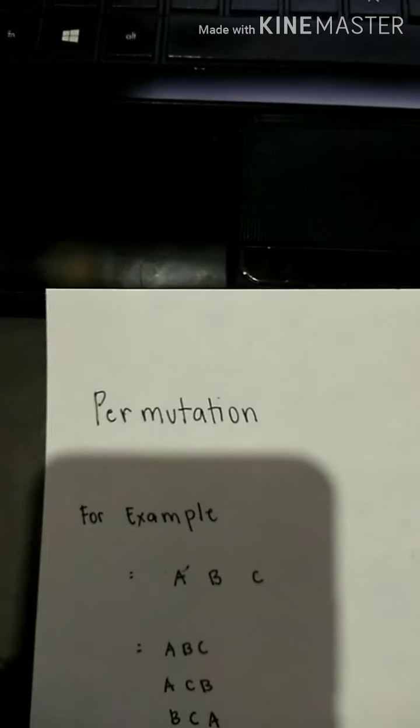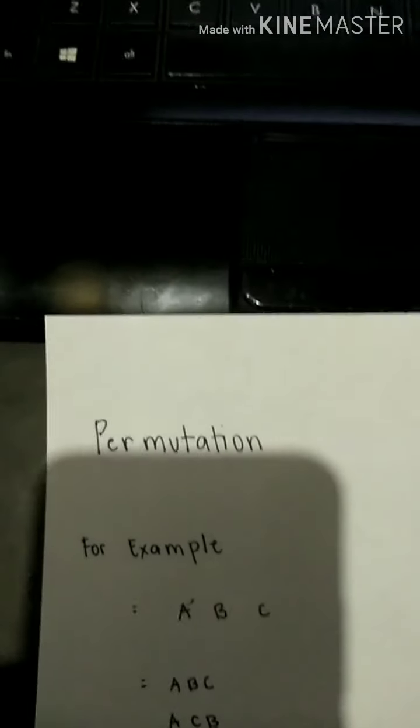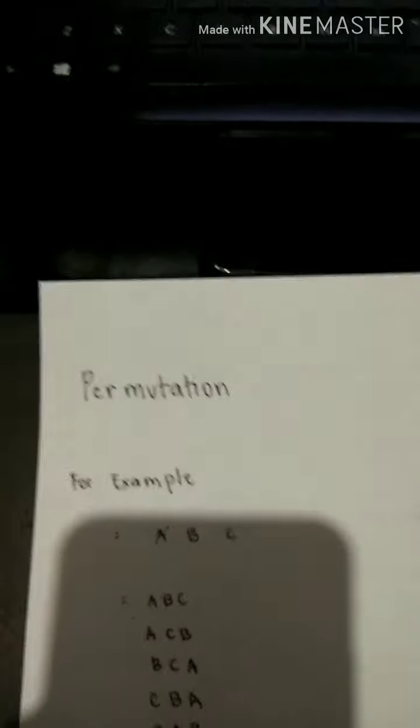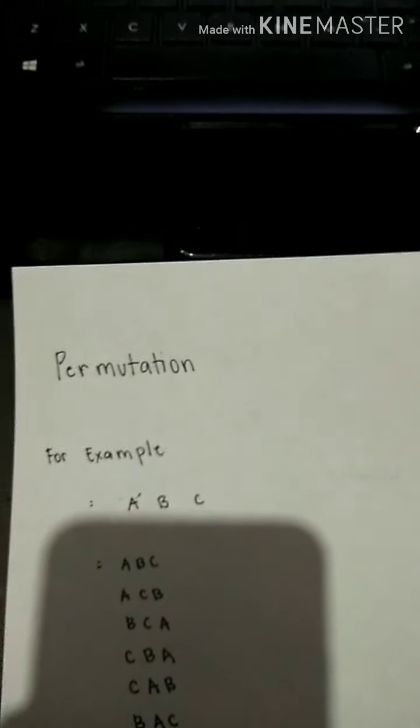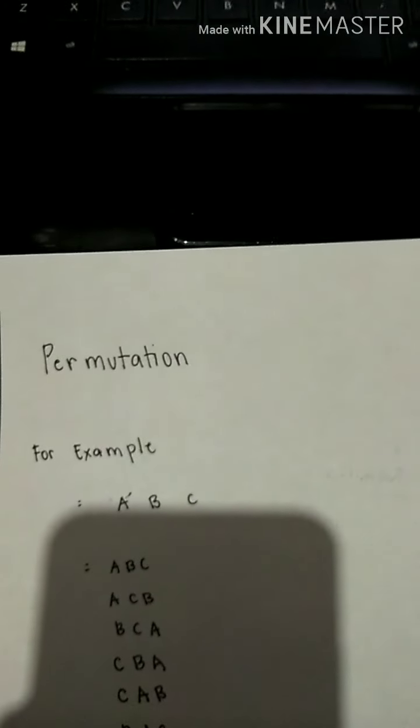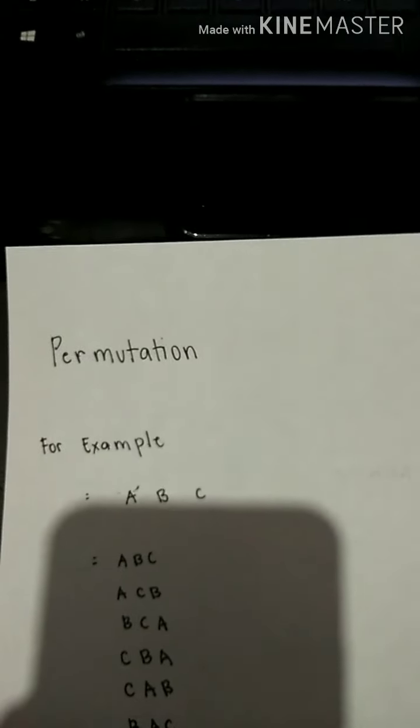This video will show you the topics that we discuss in statistics. For example, permutation. What is permutation? Permutations are different ways in which a collection of items can be arranged.